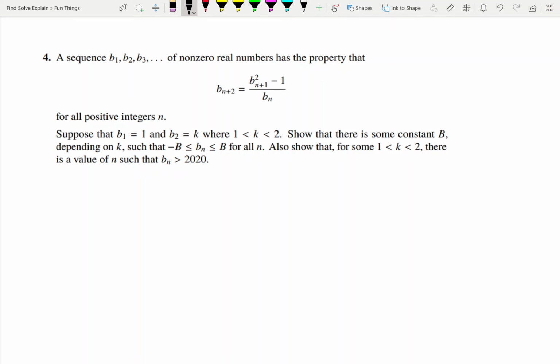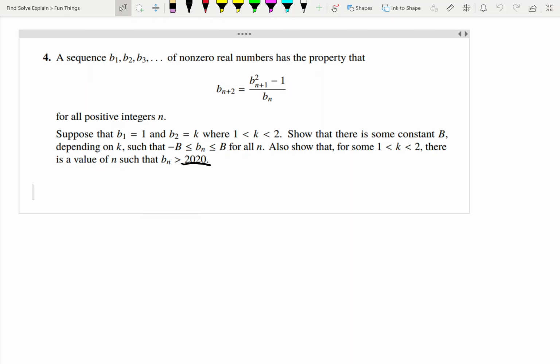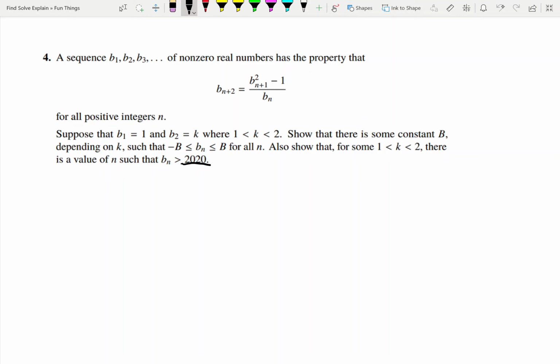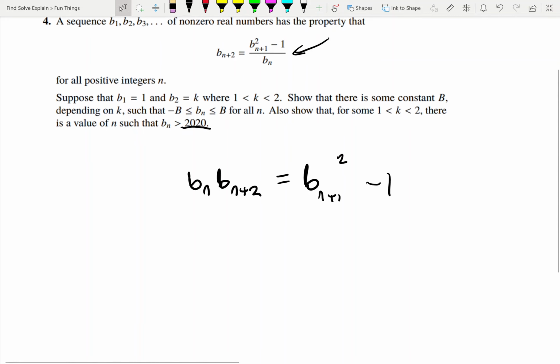So initial things to realize: 2020 fairly obviously won't matter. The number doesn't have any properties that seem to relate to the question, although this could be wrong. Second of all, we can start by taking a look at this equation. Multiplying both sides by b(n), we get that b(n+2) is equal to b(n+1) squared minus 1. The key part to realize is that this is independent of the value of n.